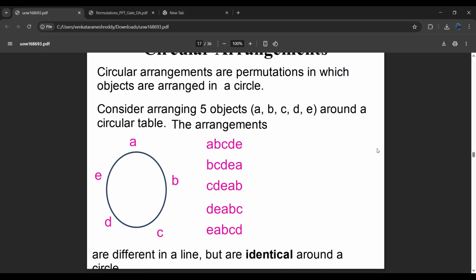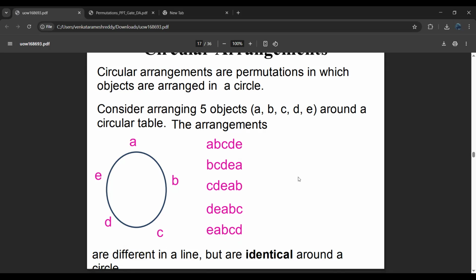Consider arranging five objects around a circular table. So there are five elements, and we are arranging these five objects at a circular table: A, B, C, D, E. You can arrange them as A, B, C, D, E, or B, C, D, E, A, or C, D, E, A, B, or D, E, A, B, C, or E, A, B, C, D.